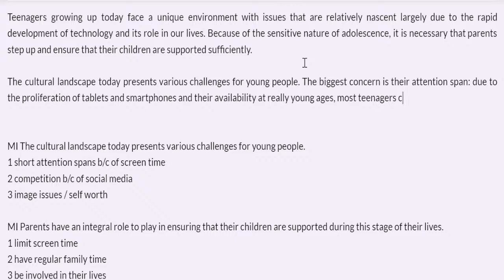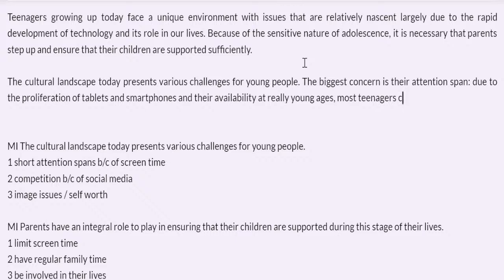So the biggest concern is their attention span, due to the proliferation of tablets and smartphones and their availability at really young ages. Like my generation, our first cell phones we probably got when we were teenagers, like 13, 14, 15. I got my first cell phone when I was 10 or 11, but that was because I needed to contact my parents. It was just a normal cell phone. You could just text and call on it, maybe take some really grainy pictures. That's it. But now kids have their own phones, at 4 or 5 years old. They have their own phone, or at least a tablet. So that's obviously a huge reason, right?